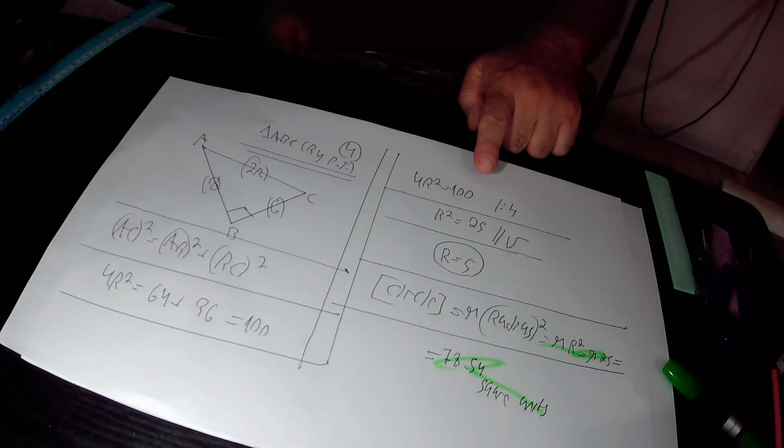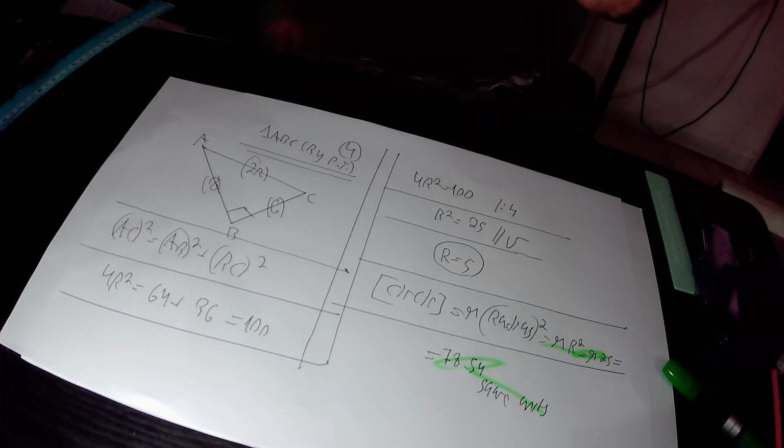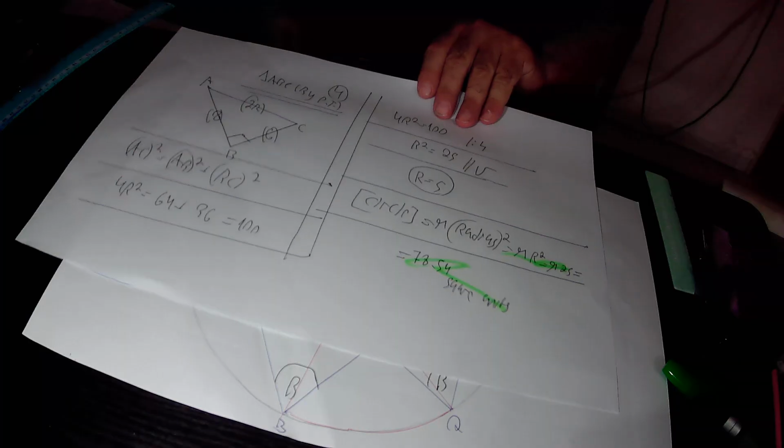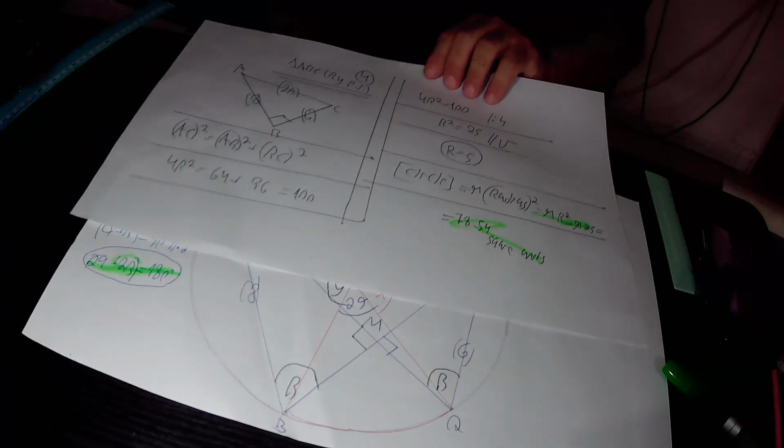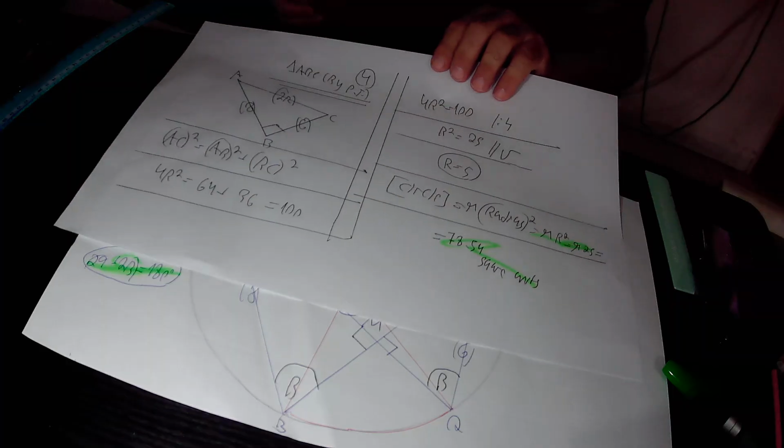Here we took the square root of this equation, and finally found out that R, the radius of this circle, is equal to the square root of 25, which is 5. So the radius of this circle R equals 5 units in length.